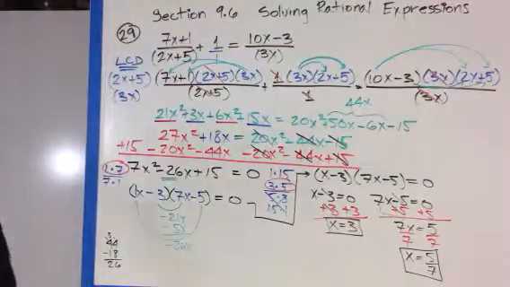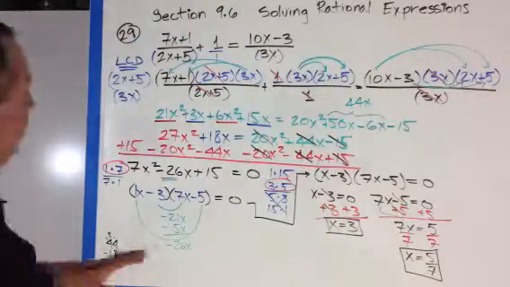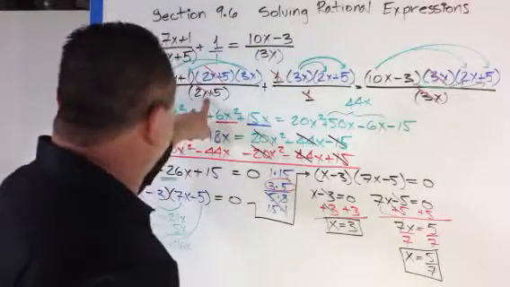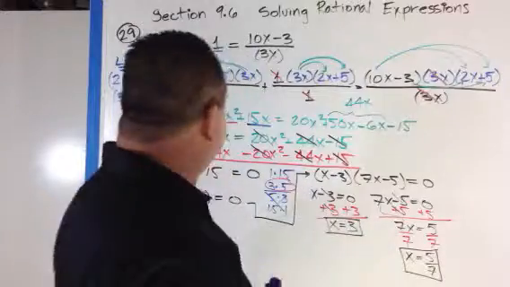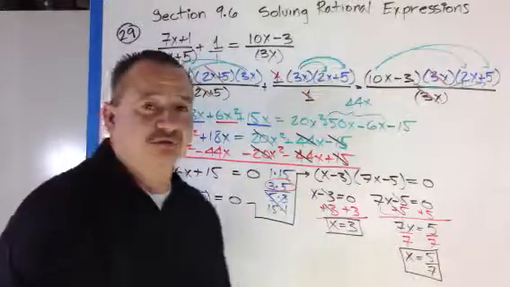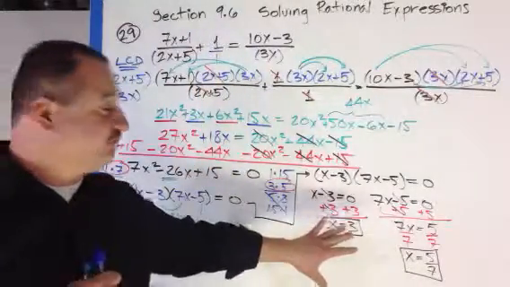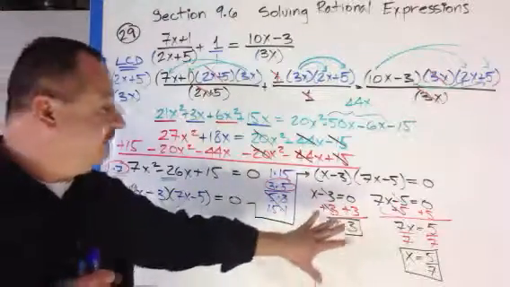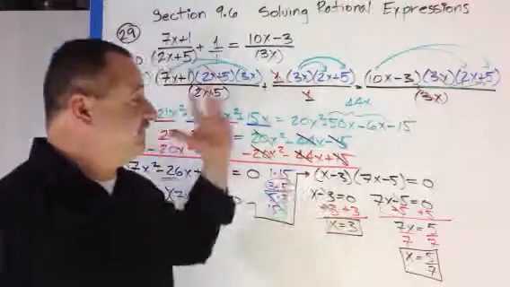Let me check the answer. That would be number 29. 5 over 7 and 3. Now, let's see here. Will the 3 work there? So it looks like there won't be a problem. Now, make sure that you check for extraneous solutions. So if you're taking a test or when it's important, make sure you plug them in to make sure that the left is equal to the right.